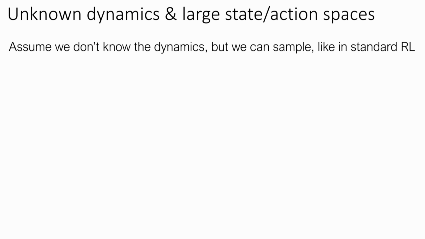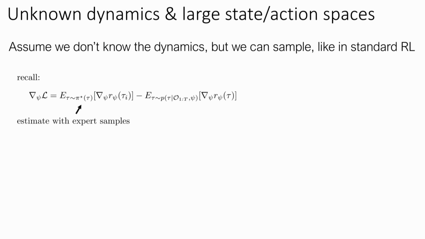Let's assume that we don't know the dynamics, but we can sample, just like in standard model-free RL. Remember that our gradient is given by this equation. It's the expected value of the derivative of r under pi star minus the expected value under the soft optimal policy for our current reward r_psi. That's what this p of tau given O_1 through T, comma psi, represents. The first part, as you all remember, is easy: we just estimate it using our demonstrations. It's the second part that is difficult, because it requires taking an expectation under the soft optimal policy for the current reward function.